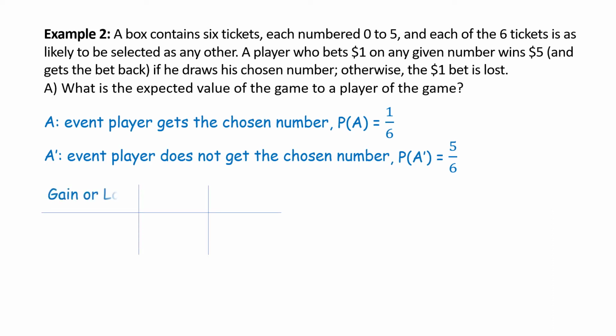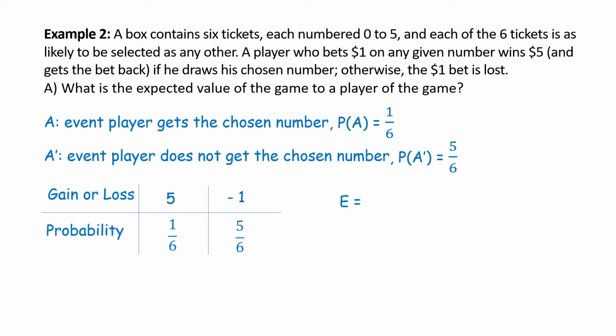I'll label the first entry the gain or loss, and below that will be the probability associated with it. If the gain is $5, the probability that he would gain that is 1 out of 6. The other possible event is that he loses the $1, and the probability of losing the $1 is 5 out of 6. Now we have the information necessary to get the expected value.